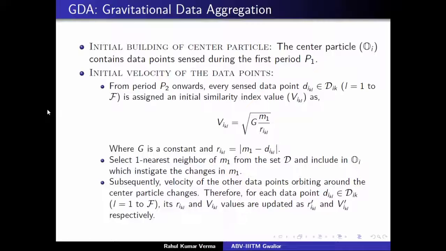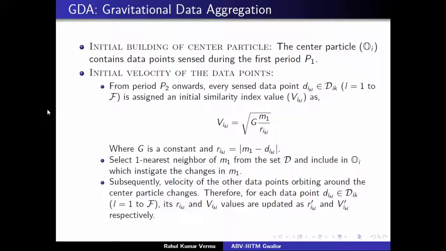And the next step would be, we will select the first nearest neighbor of m1 in the set of data points. So let's say if in the second period of time I have 10 data points. Among the 10 data points, I will select the nearest to the center particle, and I will include that point into the center because it is the nearest. So there is a high chance that it could be redundant.